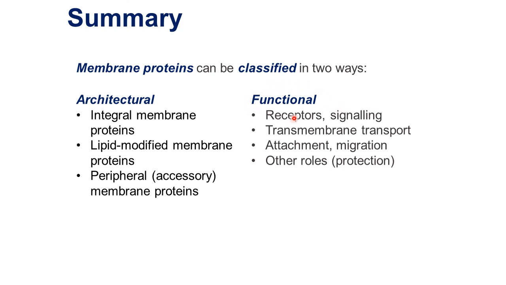An alternative way to classify membrane proteins is by function. So we can distinguish, for instance, proteins involved in signaling, including receptors, or proteins involved in the transmembrane transport of molecules, proteins involved in attachment and migration, for instance proteins that are involved in the formation of tight junctions and adherens junctions, and we have proteins that have other roles. For instance, we've talked about the mucins that provide a protective function.